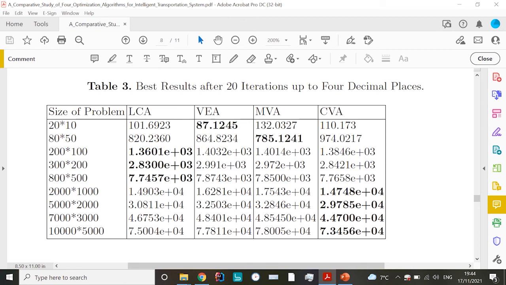So the results are again the same as the 5 iterations. CVA is very efficient for large sizes, and LCA is suitable for medium or small sizes.